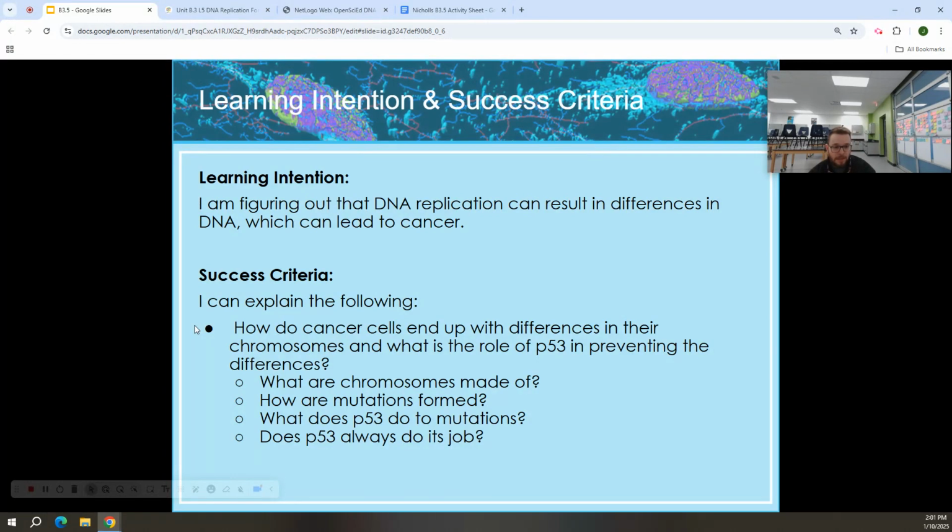Okay, so success criteria. By the end of the lesson, we should be able to explain how non-cancer cells end up with differences in their chromosomes and what the role of p53 is in preventing those differences. That's our lesson question just restated.